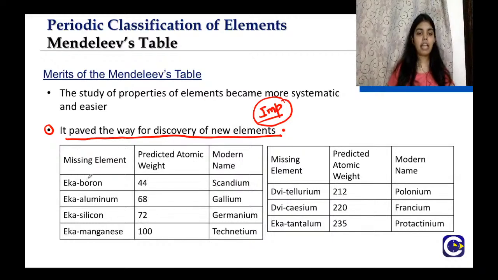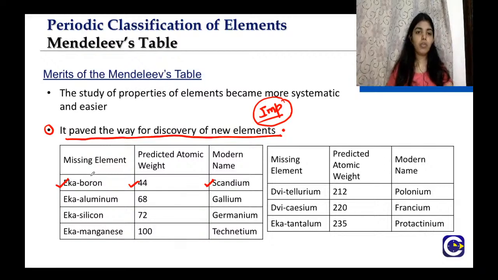Here, after boron, he mentioned the missing element as Eka boron, right? He predicted that it will have an atomic weight of 44, and the modern name, now that the element has been discovered, is scandium, and it was found to have exactly the characteristic properties predicted by Mendeleev. So he named it Eka boron. Why? Because he had a friend who was writing a book in the Sanskrit language, so he took the name Eka from that.